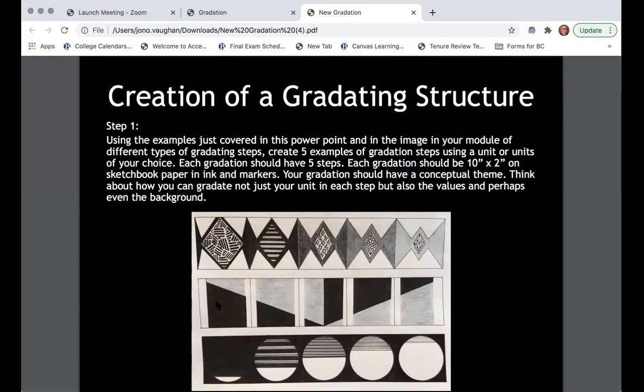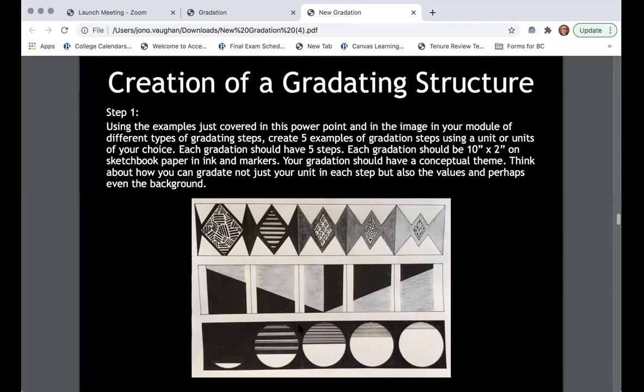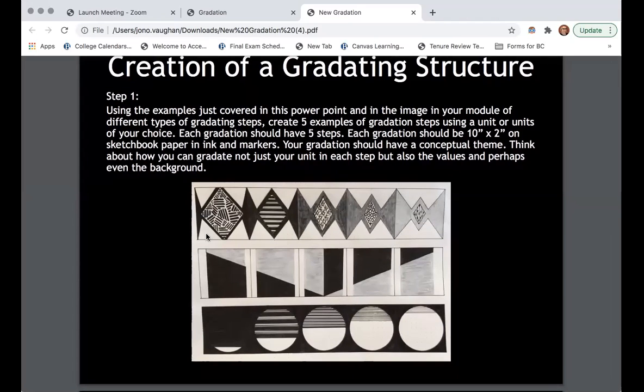So your steps are going to be sort of these 5 little sections where you're going to build your gradation units within. So these are some really nice examples. They're going to be 10 inches by 2 inches, and you're going to divide them into 5 parts. And your gradation should have a conceptual theme. You want to use values.